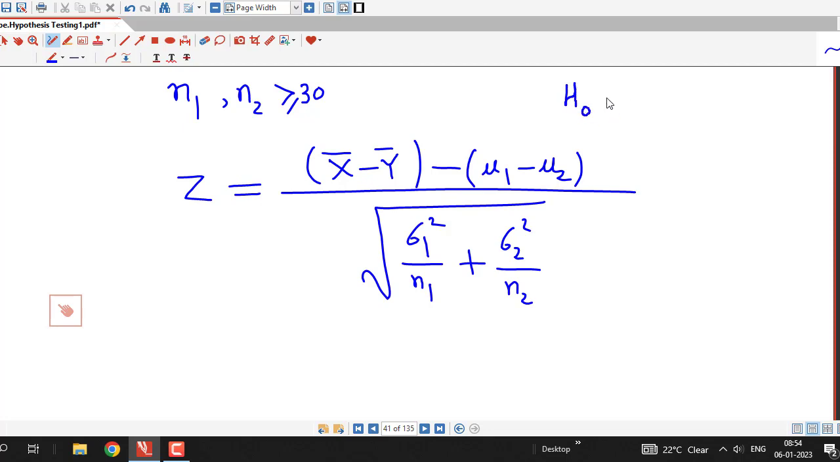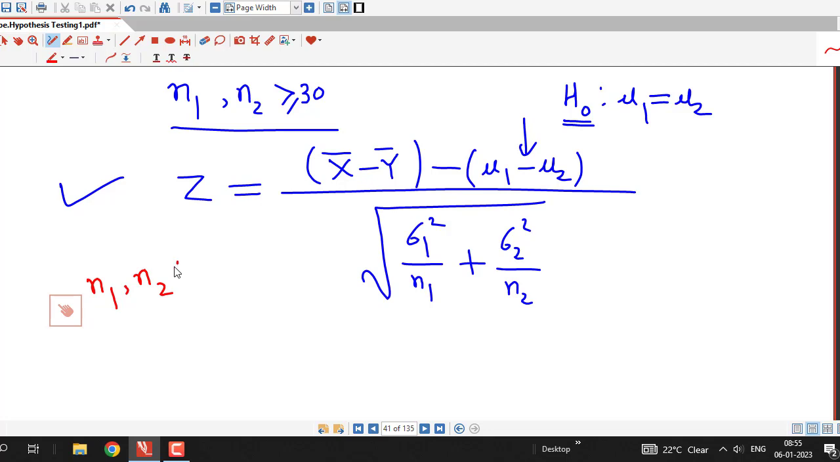And if we assume that our null hypothesis is that two population means are equal, then this quantity will be considered as 0, and we will test this null hypothesis using this two sample z test if we have large samples. So this is called the large sample test for difference of two means, or simply the two sample z test. Now the question arises, what happens if sample sizes are not bigger than 30?